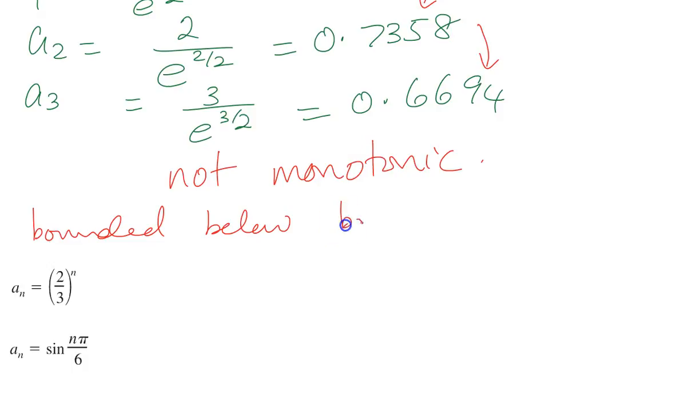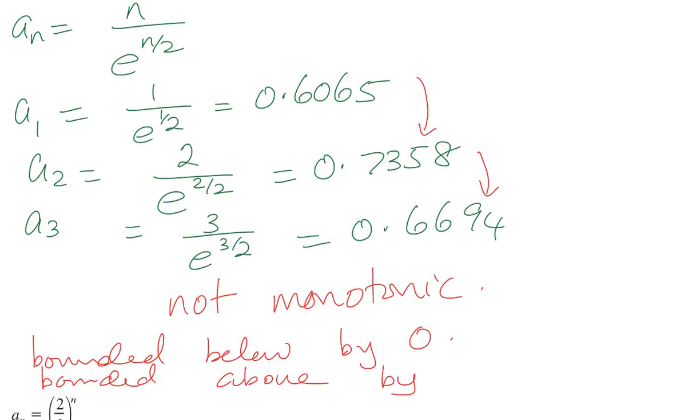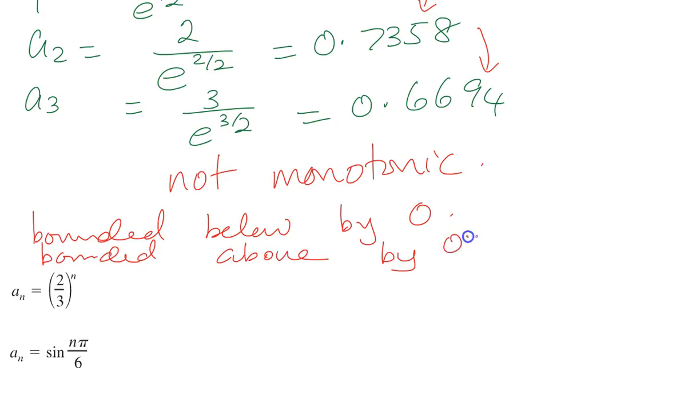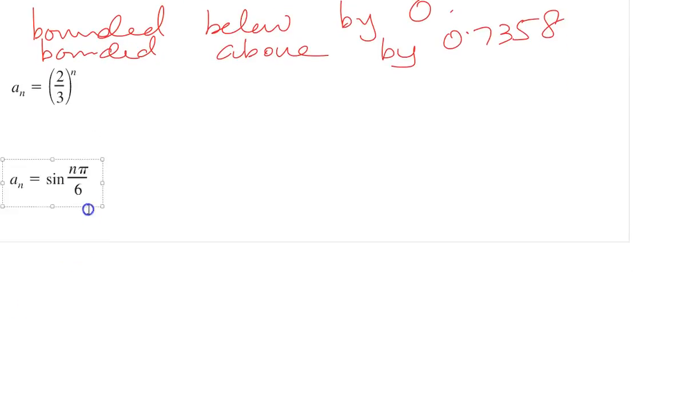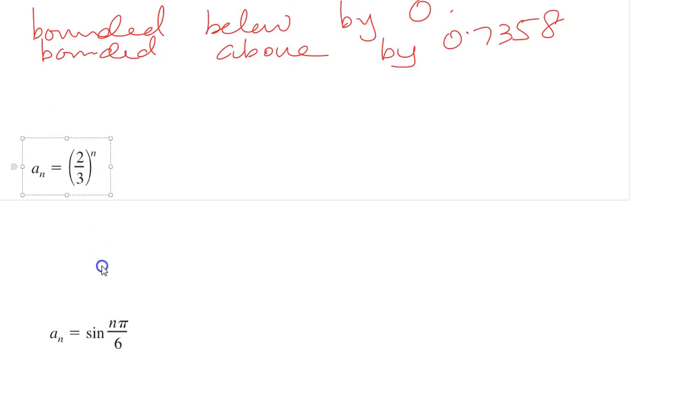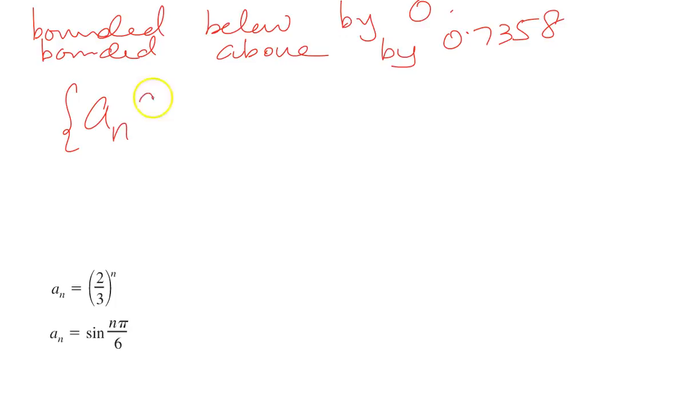Eventually, it is going to go to 0. Bounded below by 0. And guys, believe it or not, it is bounded above as well. You just have to keep listing a few more terms to see that no value will be larger than 0.7358. Okay, so it's bounded above as well. So because it's both bounded below and bounded above, we say the sequence is bounded. Alright, so we will go ahead and say an is bounded.